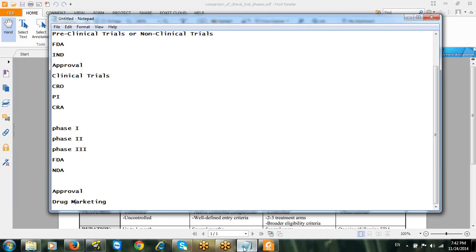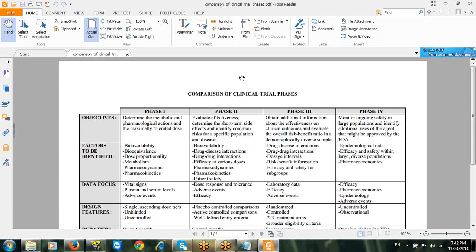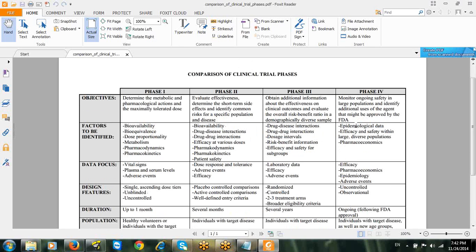They will start marketing the drug. Once it has been released into the market, then they will proceed with phase 4. The aim is to monitor ongoing safety in large populations and identify additional uses of the agent that might be approved by the FDA. That means to make it a registered drug.